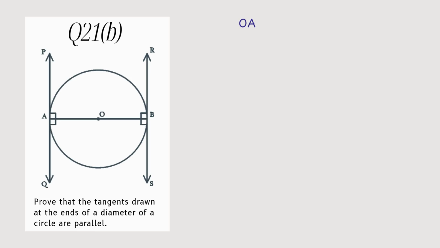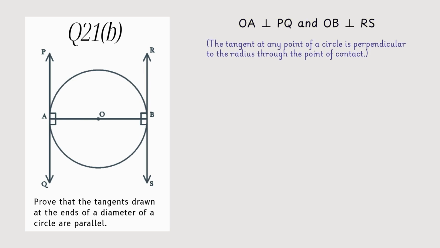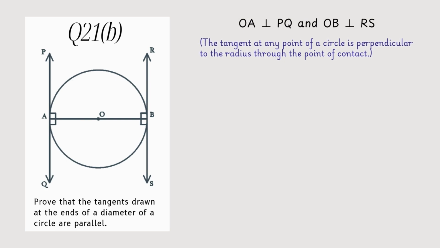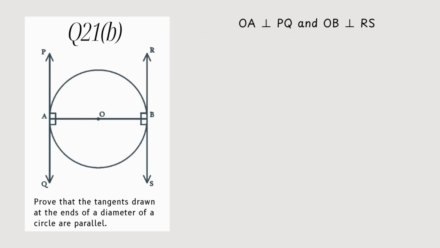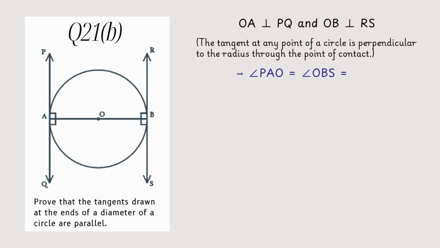First, we note that the radii OA and OB are perpendicular to the tangents PQ and RS at points A and B respectively. And why so? Well, this is because the tangent at any point of a circle is perpendicular to the radius through the point of contact, right? This means we have angle PAO and angle OBS both equal to 90 degrees. Similarly, angle RBO and angle OAQ are also 90 degrees each.